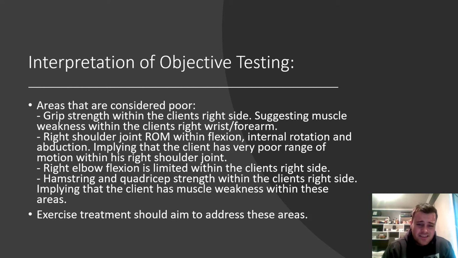So the areas considered poor were his grip strength on the client's right side, suggesting muscle weakness within the client's right wrist or forearm. His right shoulder range of motion with flexion, internal rotation and abduction, implying that the client has very poor range of motion within his right shoulder joint. His right elbow flexion is limited. Hamstring and quadricep strength on the client's right side was also considered weak, and all exercise treatment and prescriptions should aim to address these critical areas.